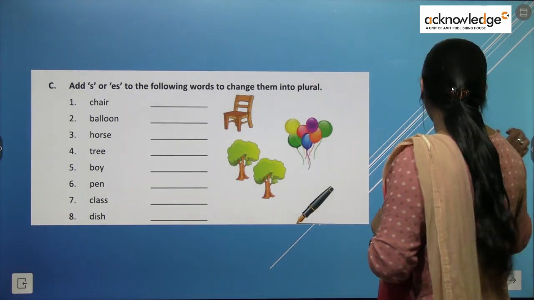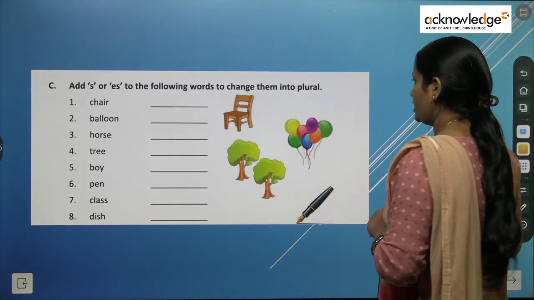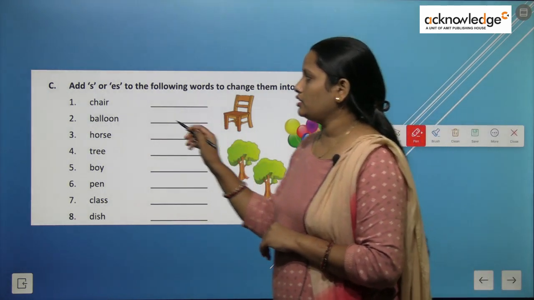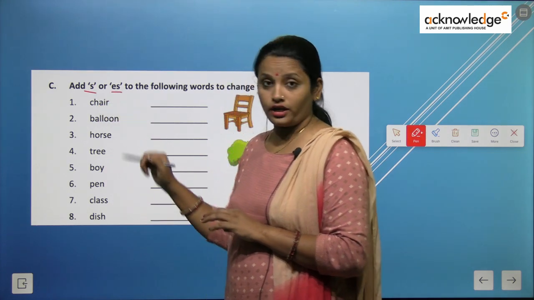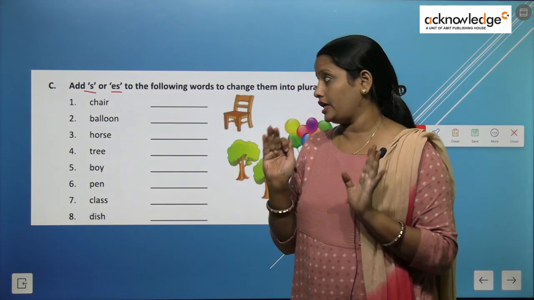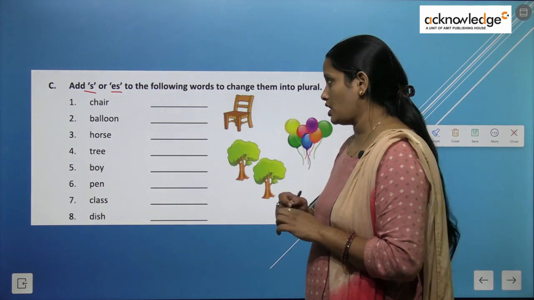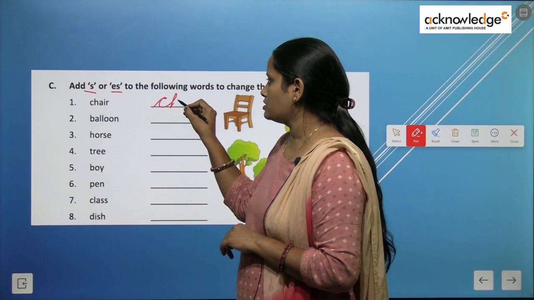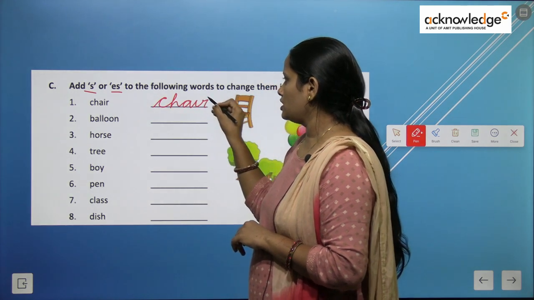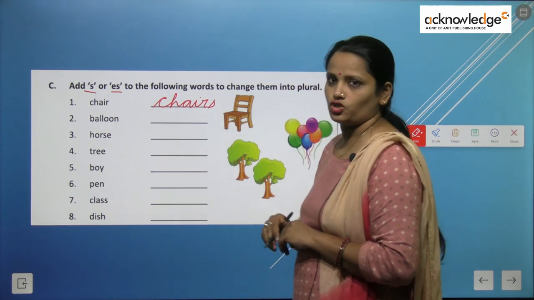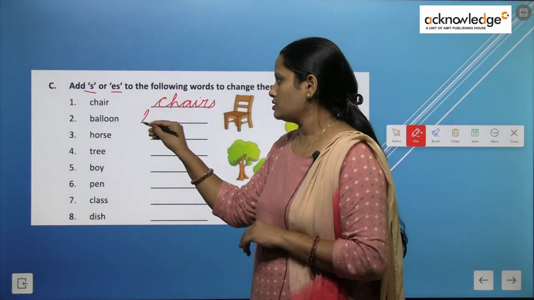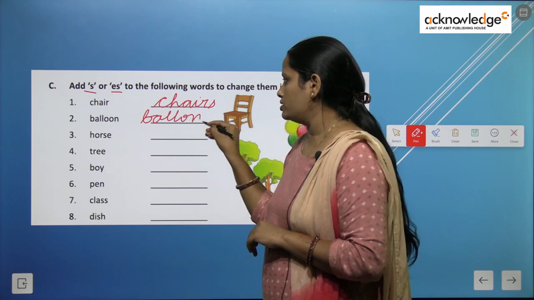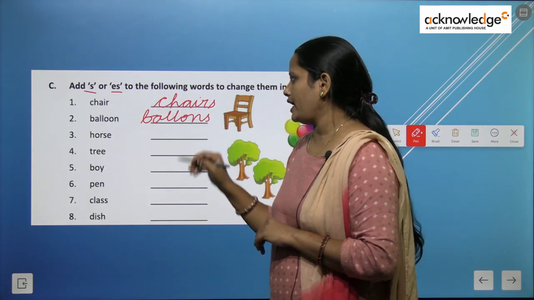Okay. In the next exercise, it's a challenging exercise for us. In this, what we have to do? Here we have to add S or ES. So, we have to be very careful in writing it down. Okay. The first is chair. So chair becomes chairs, and you have to add only S. Balloon becomes balloons. Okay, we have to add only S.